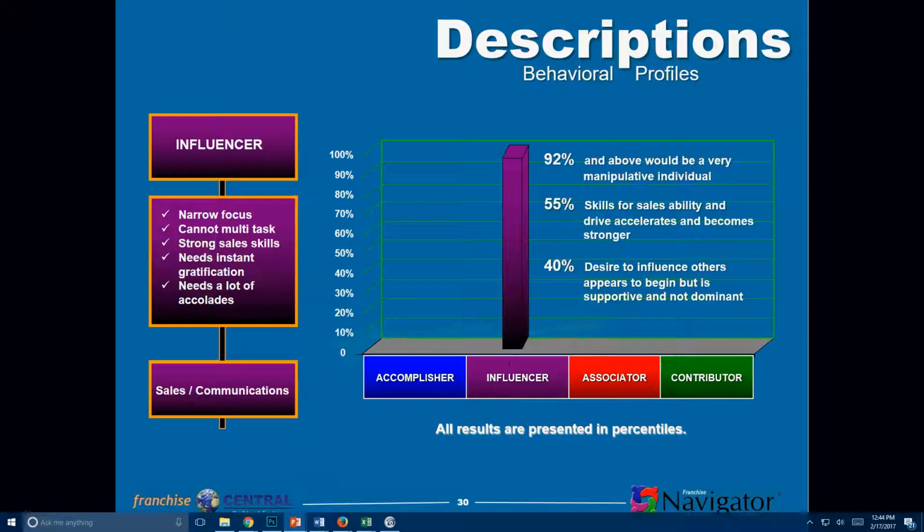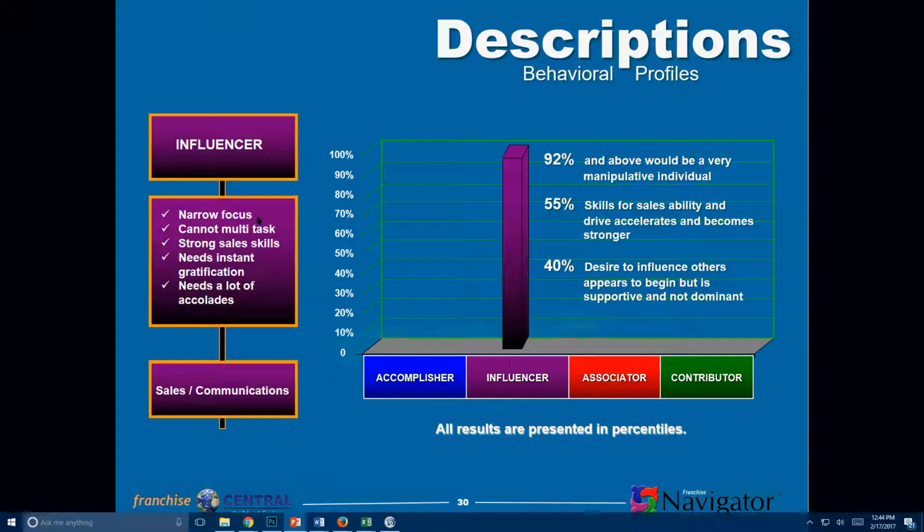Anything at 90 to 92% is somebody where the influencer profile has taken control. It's just like an extremist. And at 92%, what happens inevitably is the world revolves around the influencer. They end up becoming incredibly narcissistic, and it's about them. So what happens is that the influencer, as the percentages go up, becomes more selfish. And you'll see the contributor is selfless, very different.